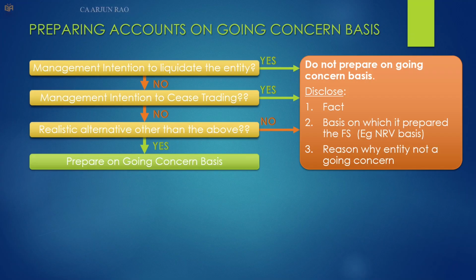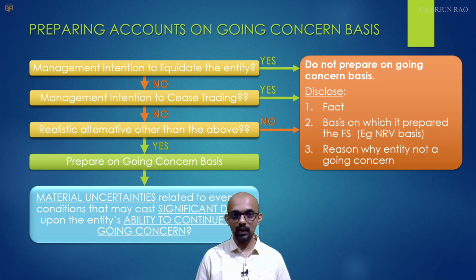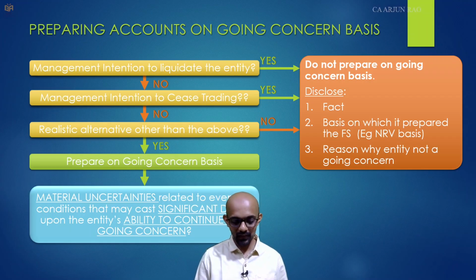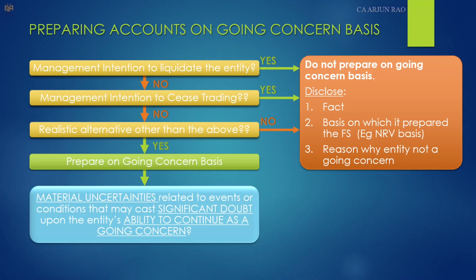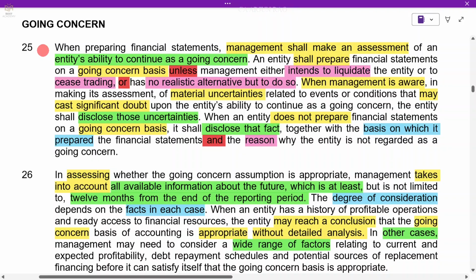Even if the answer is yes, we may have some material uncertainties relating to events or conditions that may cause significant doubt upon the entity's ability to continue as a going concern. Basically, today it is a going concern, but there are some uncertainties. It may not be a going concern in the future. If that is the case, then what to do? Then we will prepare on a going concern basis for the current year, but we will just disclose those uncertainties. So, that was para 25.